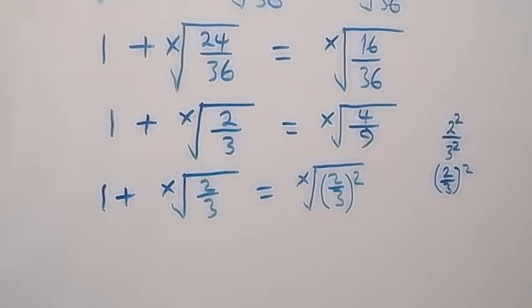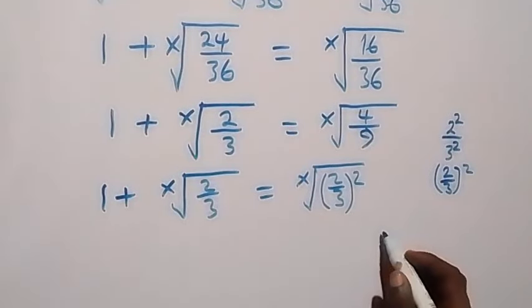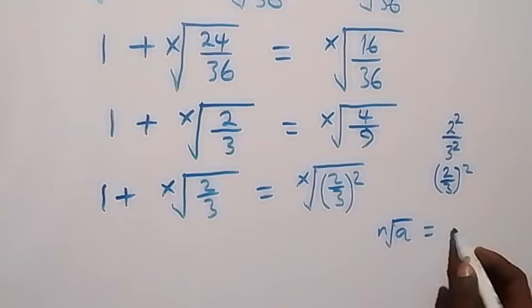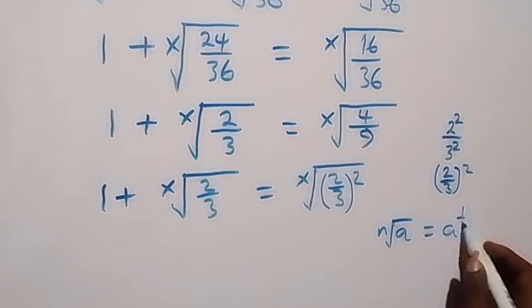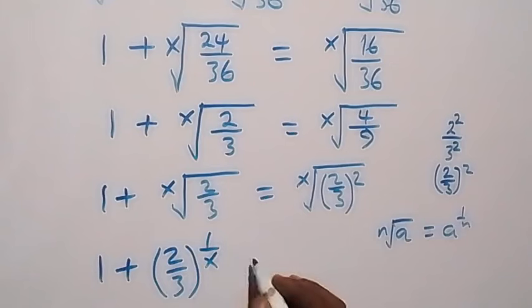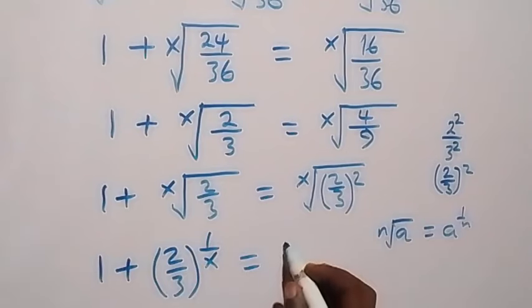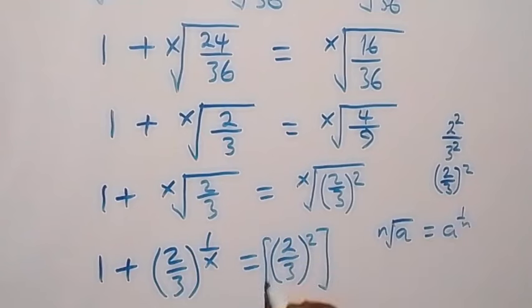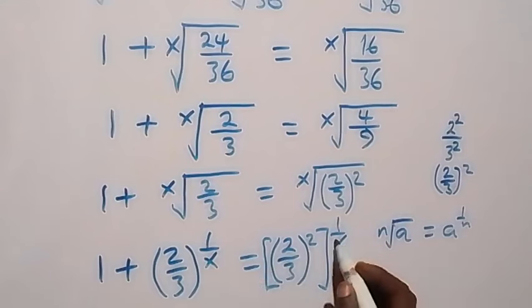Then in the next step, when we have nth root of a, we can write it as a raised to power 1 over n. So applying that here, this becomes 1 plus 2 over 3 raised to power 1 over x, then equals 2 over 3 all square, then also raised to power 1 over x.